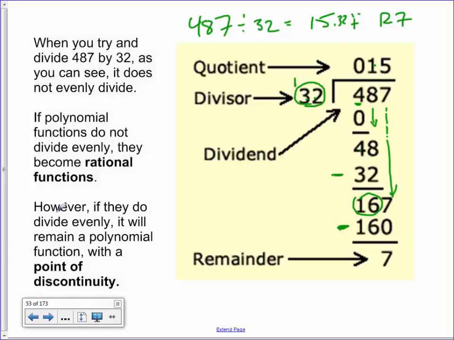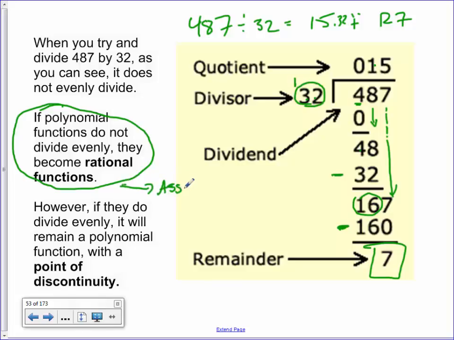Okay. Before I move on here, here's 2 little blurbs that are worth talking about. Let's say polynomials do not divide evenly. Did this thing divide evenly right here? I would say no. And the reason I know that the answer is no is that you had a remainder. Okay? If there's a leftover, things do not divide evenly. And this means they're going to be a rational function. Okay? Rational functions have asymptotes.